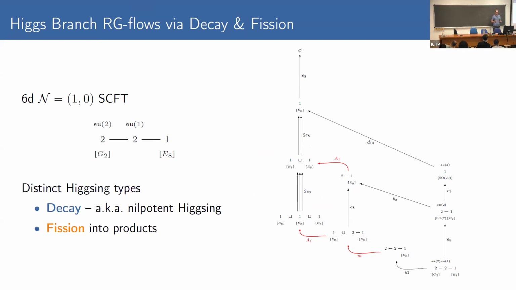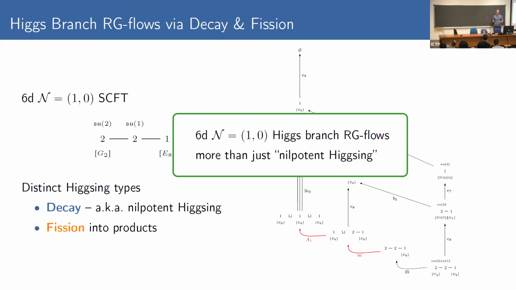So we, for instance, have these nilpotent Higgsings, but we very clearly see just by using this logic that in 6D there's actually more than just nilpotent Higgsings. So you really need to take fission into account. Okay.